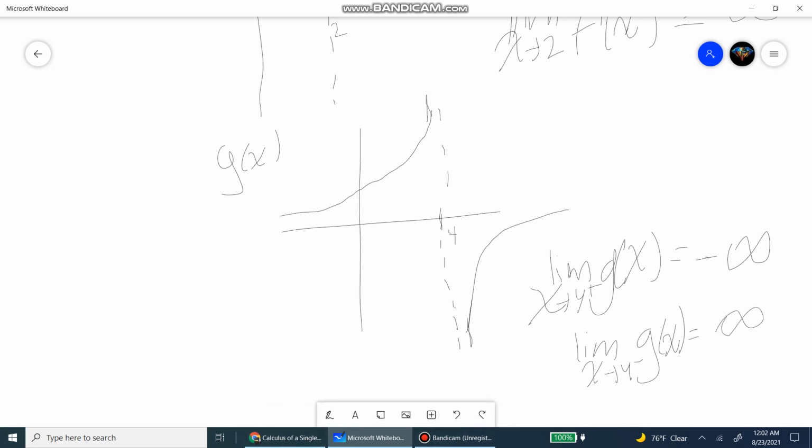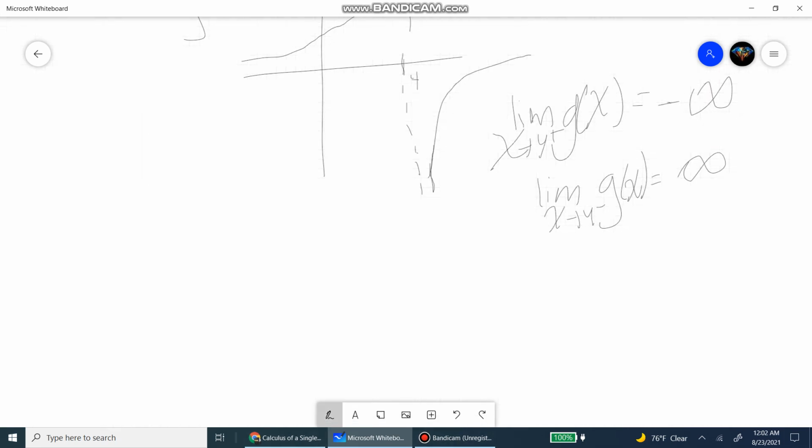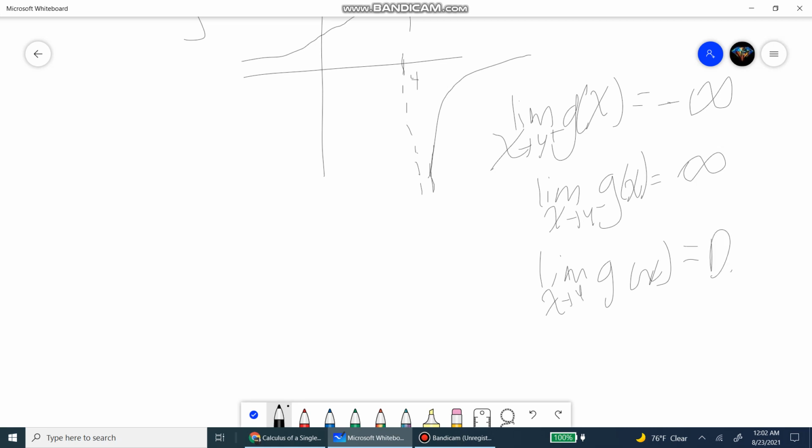And now if I take it a step further, the overall limit of g of x as x approaches 4 does not exist because the limits don't match. If they were both infinity, we could say that, like the previous example. However, one is infinity and one is negative infinity, so we cannot say that the limit exists. Let's do one more example.